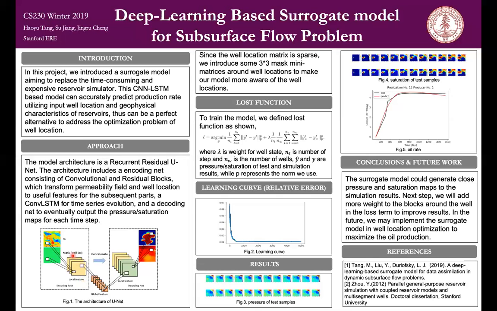In order to train our model, we also need a loss function. So for this problem, we basically use a loss function which will reduce the difference between the training set and our prediction of the saturation and pressure matrix, which are the output of our decoding net. As we can see from the learning curve, our model converged pretty fast. Around 1,000 epochs is already pretty small for the loss.